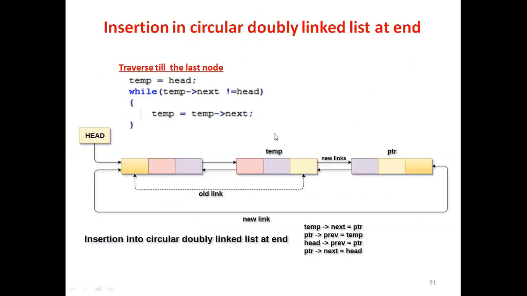Now I'll do the insert operation, insertion in a circular doubly linked list at the end. So how to do this? Can anyone tell me?